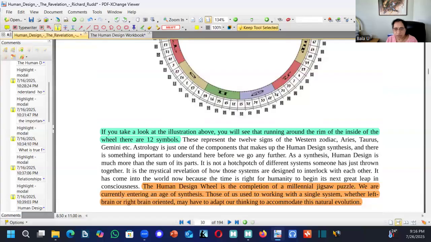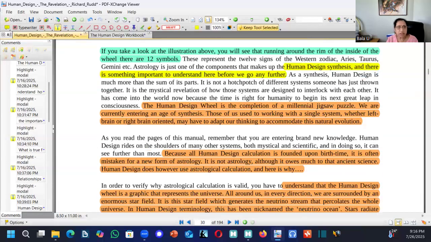Astrology is just one of the components that make up the human design synthesis, and there is something more important to understand here before we go any further. As a synthesis, human design is much more than the sum of its parts. It is not a hodgepodge of different systems someone has just thrown together. It is the mystical revelation of how those systems are designed to interlock with each other. It has come into the world now because the time is right for humanity to begin its next great leap in consciousness. The human design wheel is the completion of a millennial jigsaw puzzle.